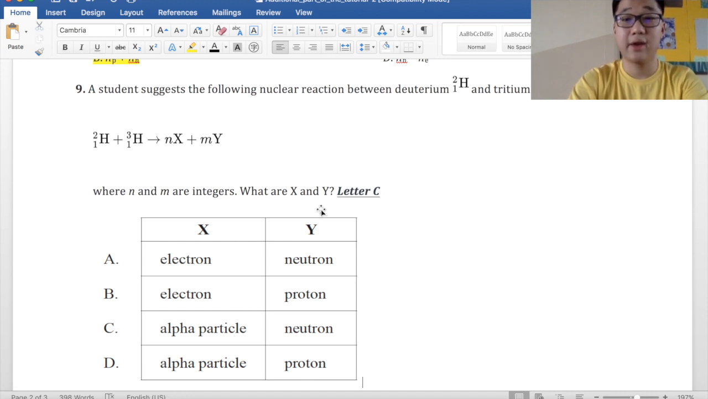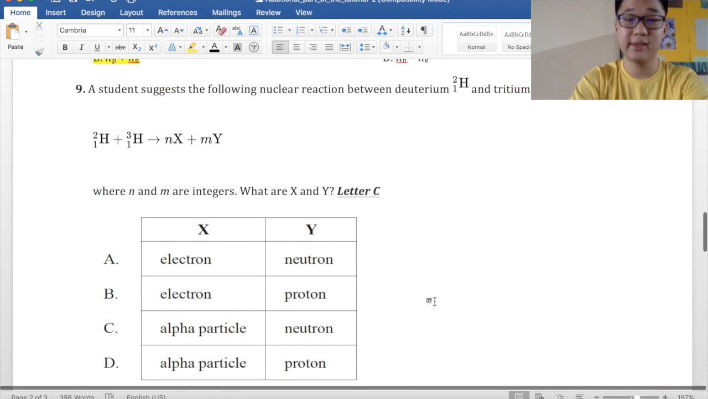Letter C. Why is that so? Well, this is because an alpha particle is 4 and 2, while a neutron is 1 and 0. So 4 and 2 here, plus 1 and 0 here, so 4 plus 1 is equal to 5, then 2 plus 0 down here is equal to 2. Remember that an alpha particle is 4 and 2, while a neutron is 1 and 0. So letter C is the correct answer.